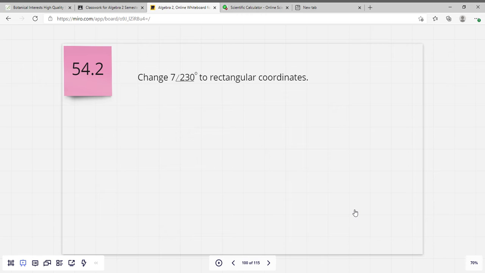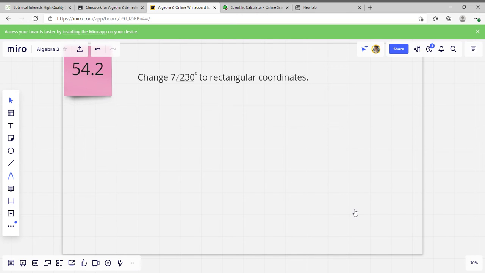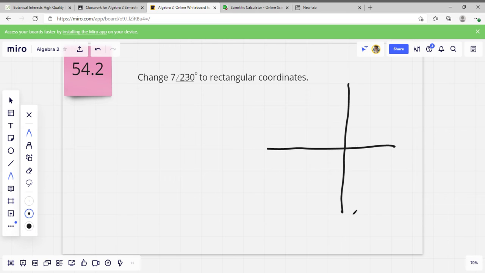Alright, here's another one. This one says change 7 at 230 degrees to a rectangular coordinate. So first we're going to draw a model of this. Alright, and we need 230 degrees. So right here's 90. There's 180. So 180 plus another 90 would be 270 right there. And we need 230, so it's going to be right in here somewhere.